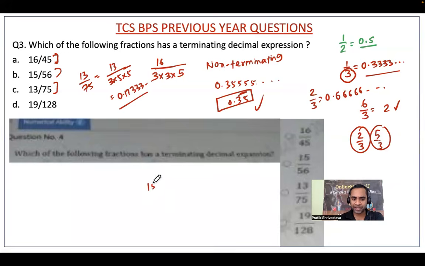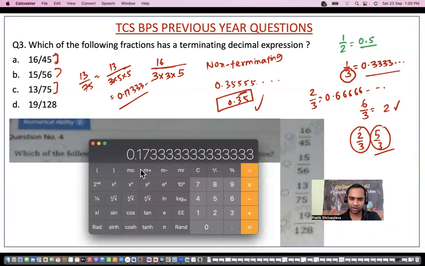Then we have 15 divided by 56. Friends, the same problem we had with 3 exists with 7. So if you divide any number by 7, it will give you a non-terminating number. So this also, 15 by 56, because 7 is there and 15 is not divisible by 7, so it will again be non-terminating. 0.26785714285714... This will keep repeating.